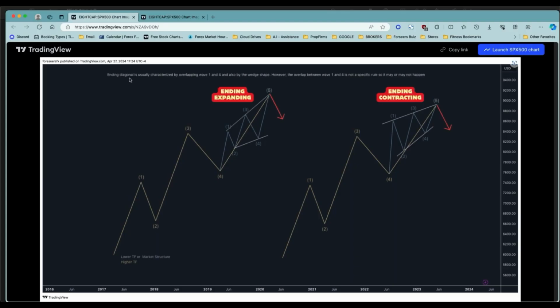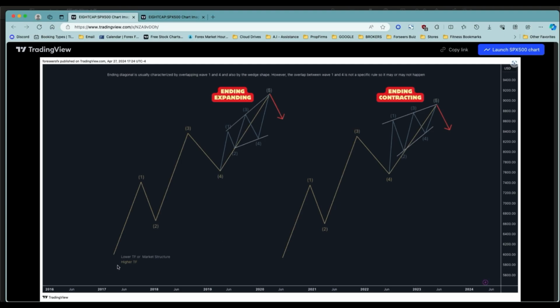Okay, so ending diagonal is usually characterized by overlapping wave 1 and 4. See, this is where they start overlapping, right? This goes beyond wave 1. That's why I say changes. And also by the wedge shape. However, the overlap between wave 1 and 4 is not a specific rule, so it may not happen. So yeah, it may or may not overlap wave 1. It's whatever you see at the moment.